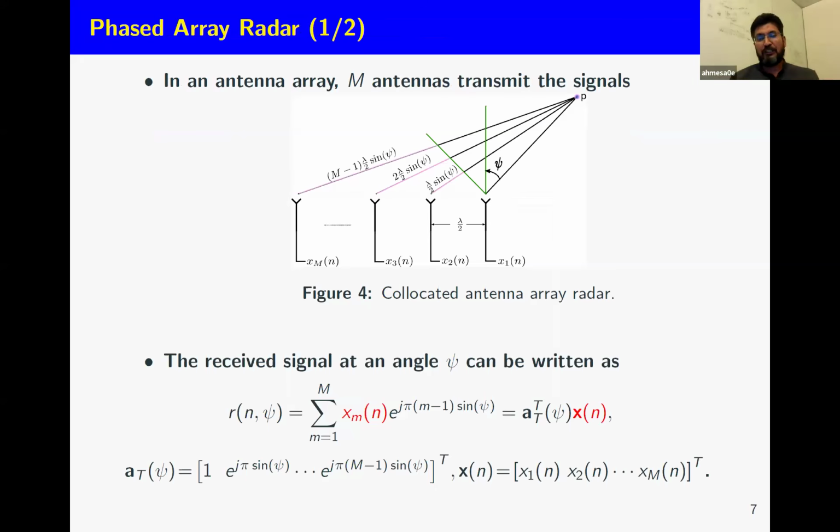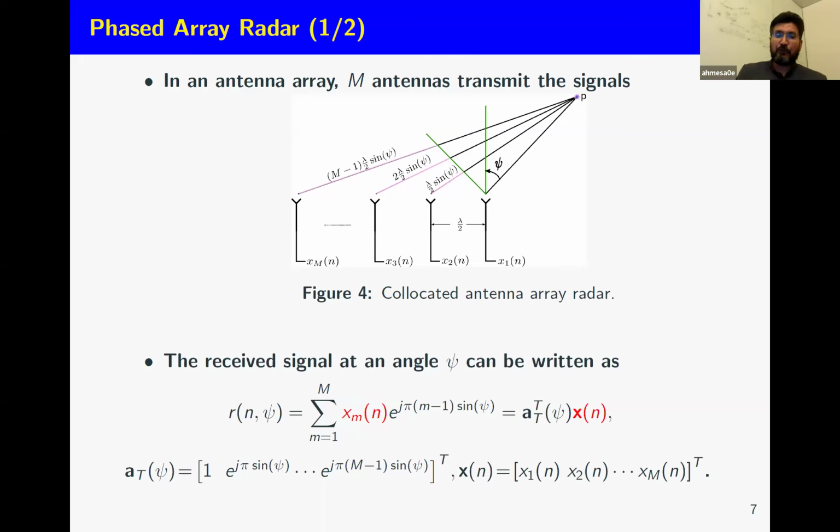How does it work? First, let's see: if you have multiple antennas, I am transmitting x1[n] from the first antenna, x2[n] from the second antenna, and so on. If P is the target, then I will receive one signal from the first antenna and a second signal from the second antenna, but there will be some phase shift in that one. Similarly, from the third antenna there will be a double phase shift, and so on.